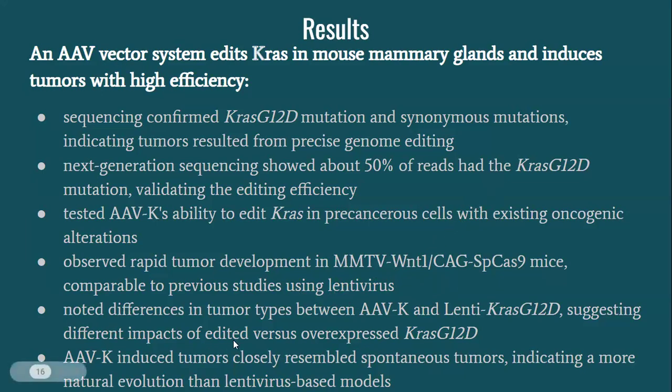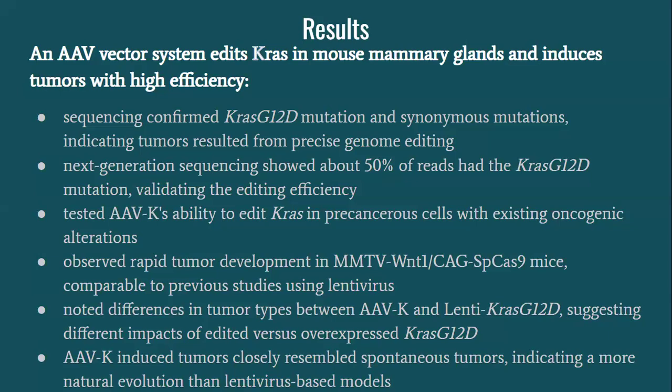So they also noted differences in tumor types between AAVK and lenti1, suggesting different impacts of edited versus overexpressed KRAS G12D. So AAVK actually induced tumors that closely resemble spontaneous tumors, indicating a more natural evolution than lentivirus-based models. So the last line here is very important. Like that was the whole point of this experiment, right?